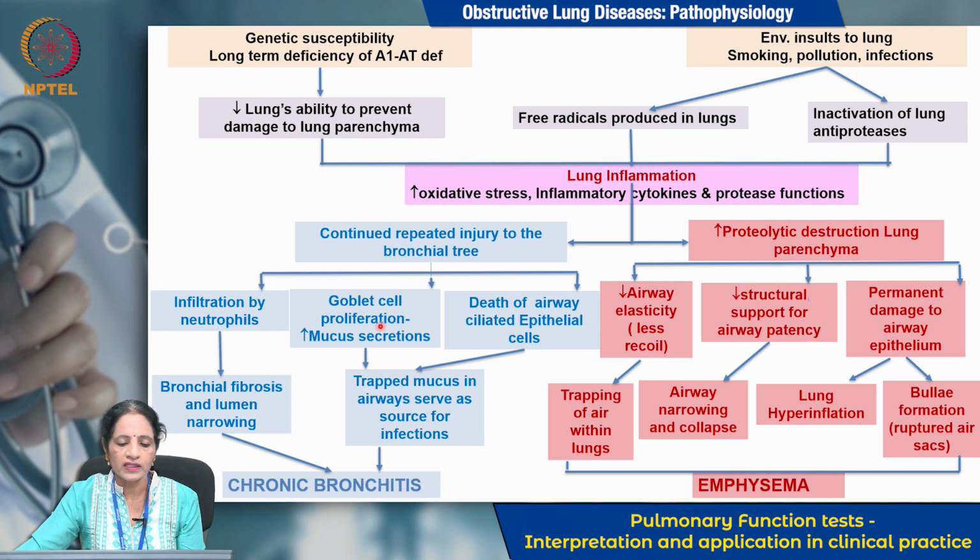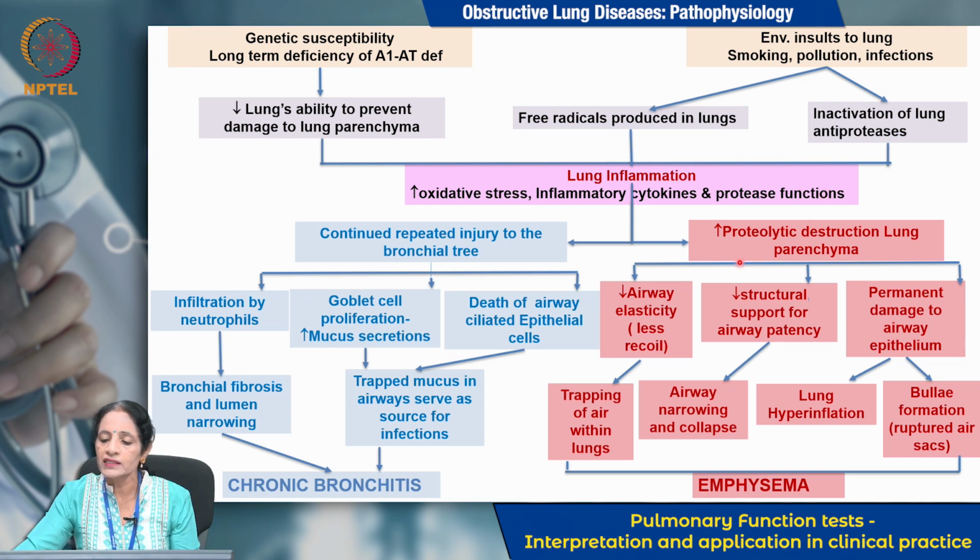These three factors will lead to bronchial fibrosis and lumen narrowing, and the trapped mucus in the airway will serve as a source for further infection leading to more neutrophils. Together, bronchial fibrosis, lumen narrowing and trapped mucus lead to chronic bronchitis. So, these are called the blue bloaters.